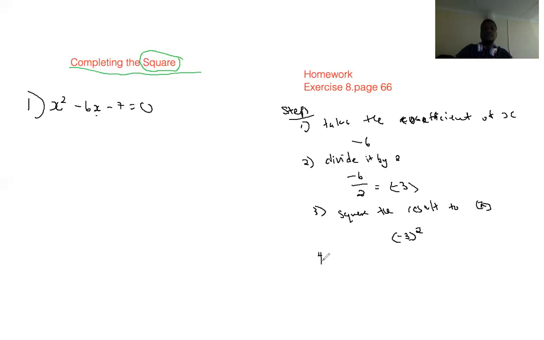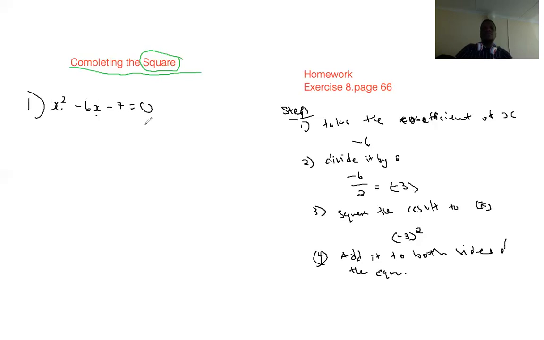Now, add, and what do I want to do? I want to add it to both sides. I wanted to use another method. So add it to both sides of the equation.